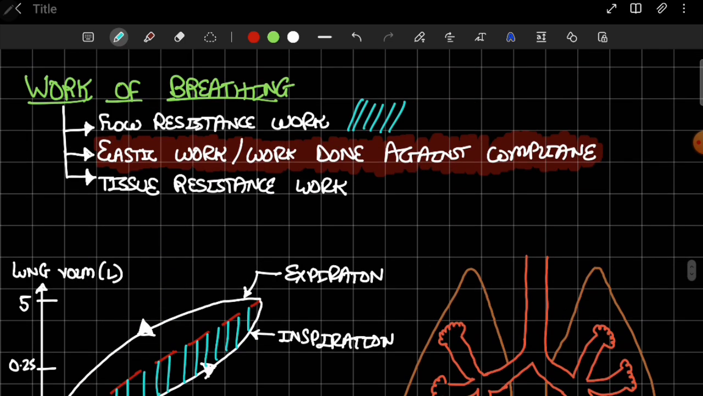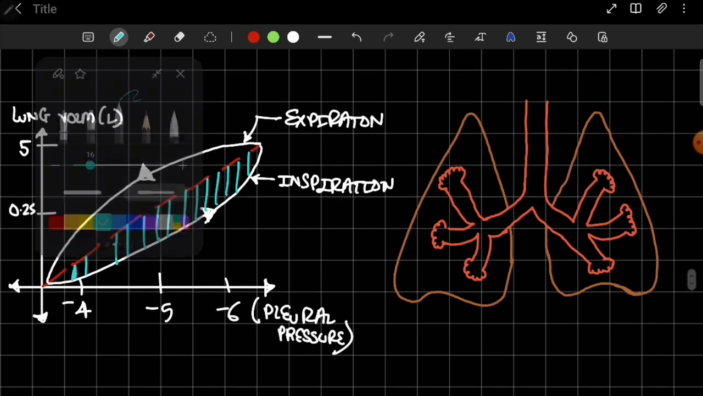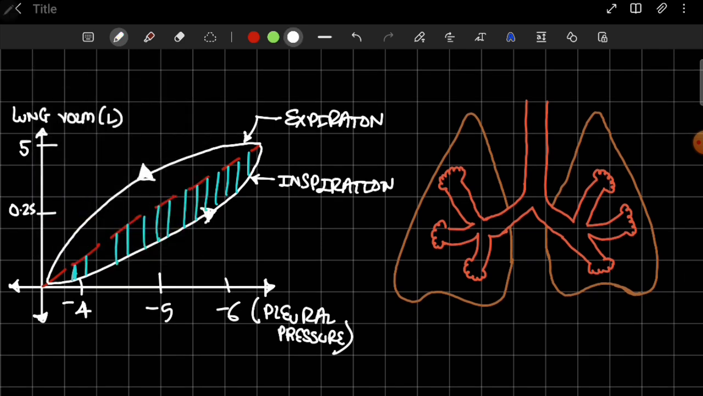Now the elastic work. As we have seen in normal or quiet breathing, what we do is tidal respiration. So in tidal respiration we tend to inspire. If we inspire, the lung becomes more compliant. Now the lung has a natural tendency to recoil backwards. So it will try to recoil backwards. This is the elasticity, so elastic work is occurring. Now it is occurring during expiration. Somewhere around here it is the maximal breathing.